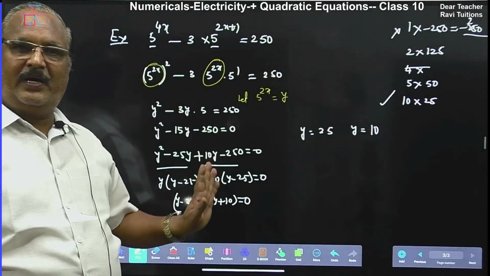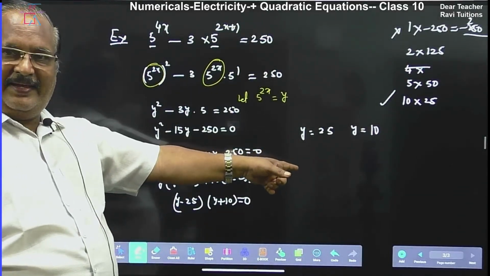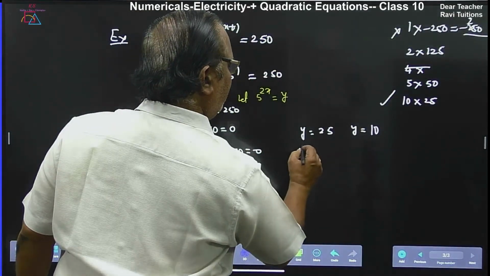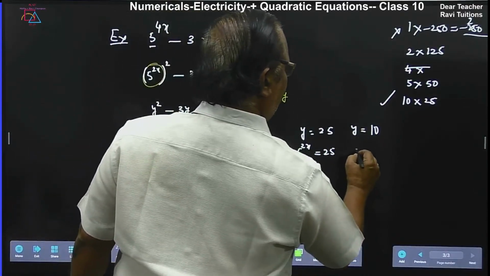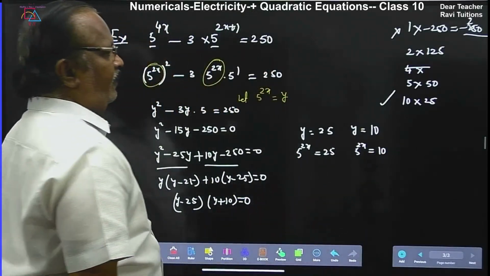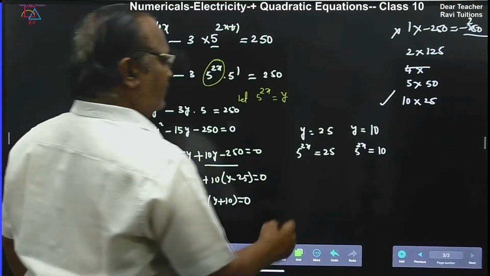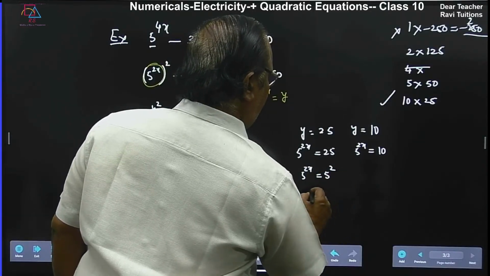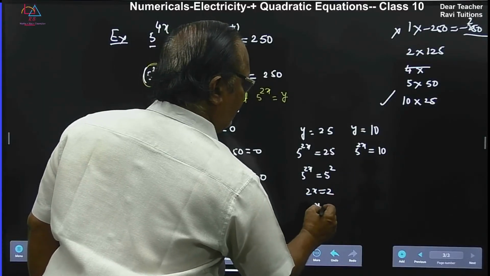The story is not finished, because the variable is x. We have got only y. You bring back the y value. So 5 to the power of 2x is equal to 25. Right? And 5 to the power of 2x is equal to minus 10. Got it? So then 5 to the power of 2x is equal to 5 squared, and 2x is equal to 2. Bases equal, powers are also equal, x is equal to 1.